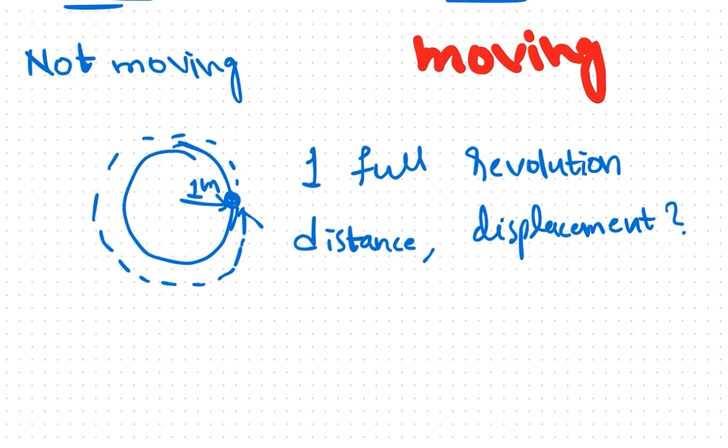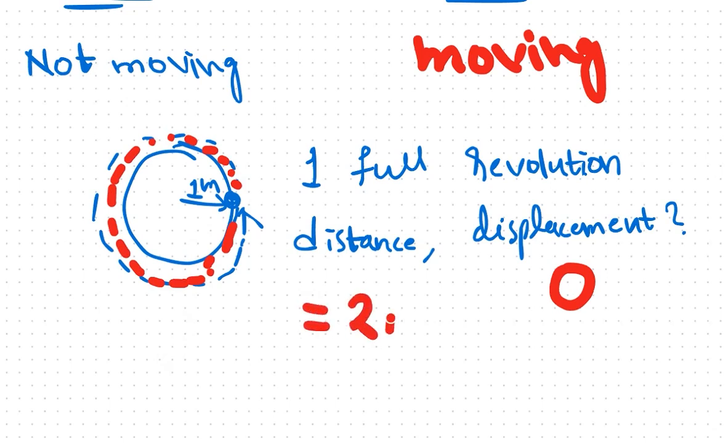So I know displacement would be 0 because it's back where it started. And then distance, I know one full revolution, it's going to be 2 pi r, right? Yeah, that's it. That is the distance covered for one revolution: 2 pi r.